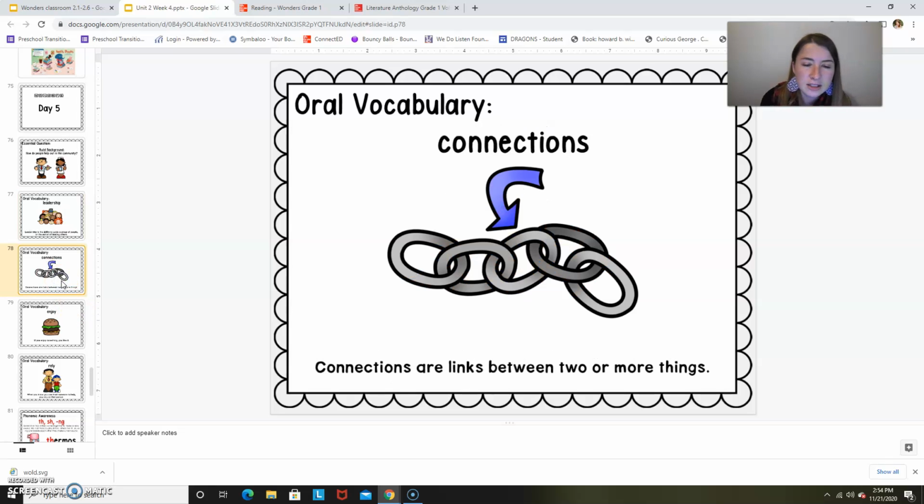All right, connections. Connections are links between two or more things, like these chain links. That's connection.